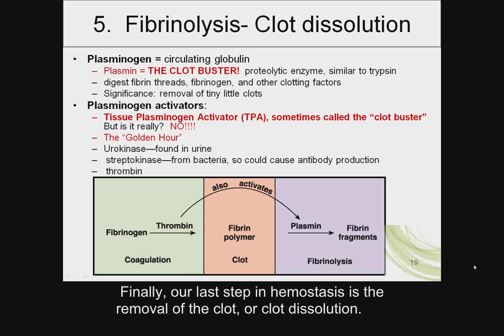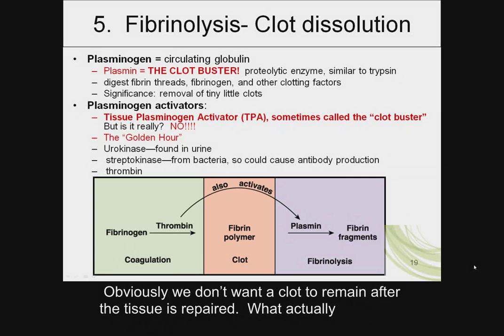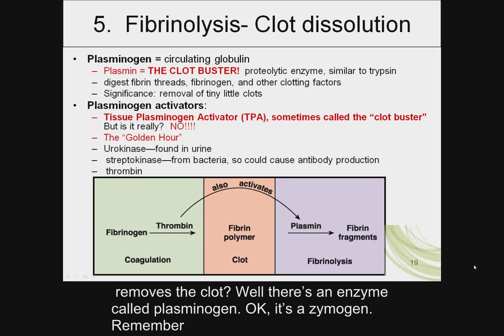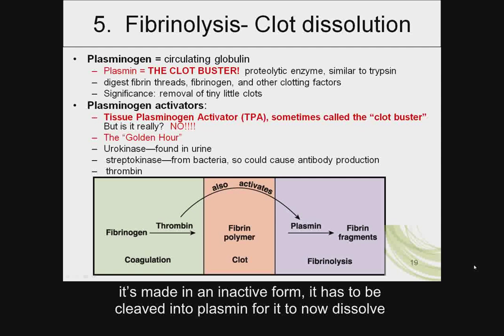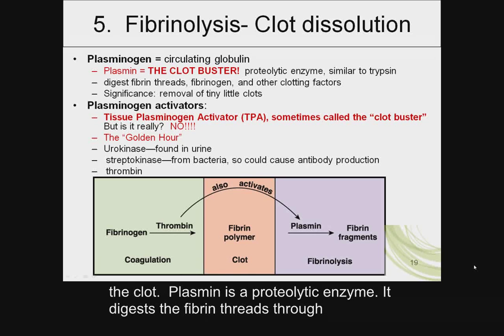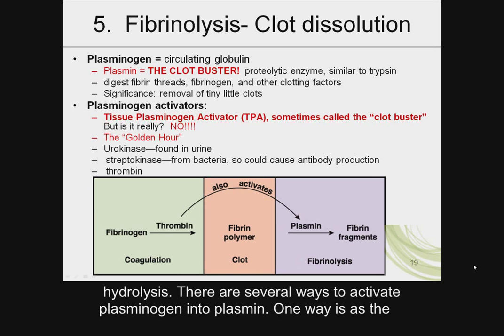Finally, our last step in hemostasis is the removal of the clot, or clot dissolution. Obviously, we don't want a clot to remain after the tissue is repaired. What actually removes the clot? Well, there's an enzyme called plasminogen. Okay, it's a zymogen. Remember, it's made in an inactive form. It has to be cleaved into plasmin for it to now dissolve the clot. Plasmin is a proteolytic enzyme. It digests the fibrin threads through hydrolysis.